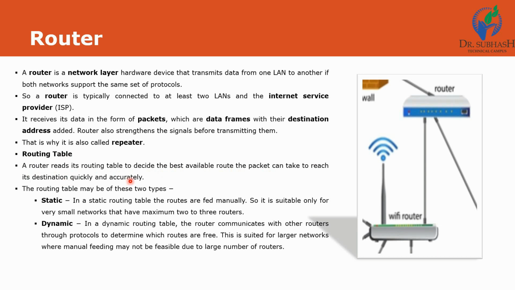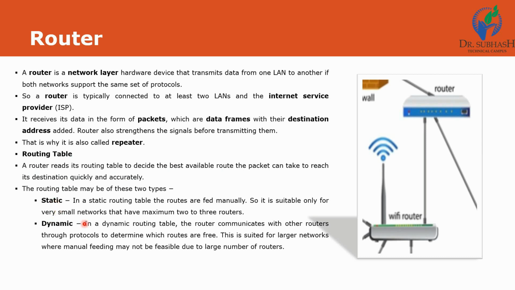Which are the available routes to send our data? There are many types of routing tables, static as well as dynamic. In a static routing table, we have to fix the path from 5 to 6, 6 to 9, 9 to network B, has 3, 3 to 5. We have to fix it like this.